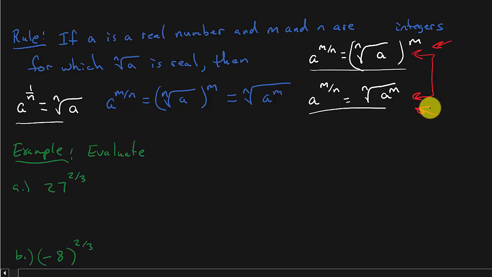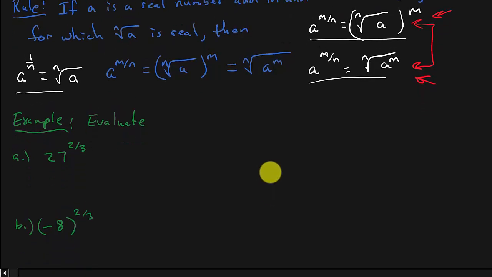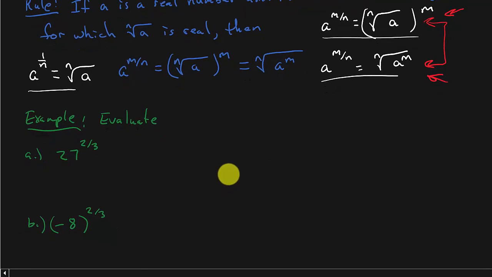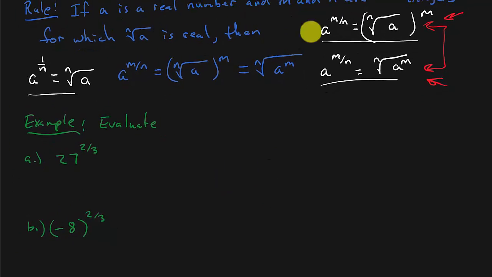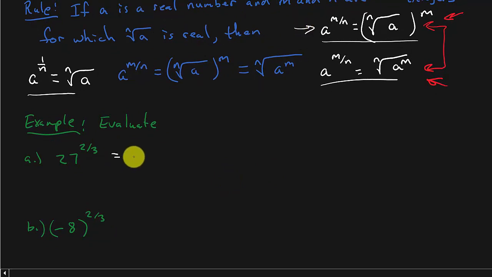We're going to use each formula, and I'm going to show you what I'm talking about when I say use whichever one's the easiest. Okay, so let's go ahead and evaluate this. So first, let's use this one. If I convert this, now you see what we have here? The numerator of the exponent, that's this exponent out here, and the denominator here is the index on your radical. So this would be the cube root of 27 squared.